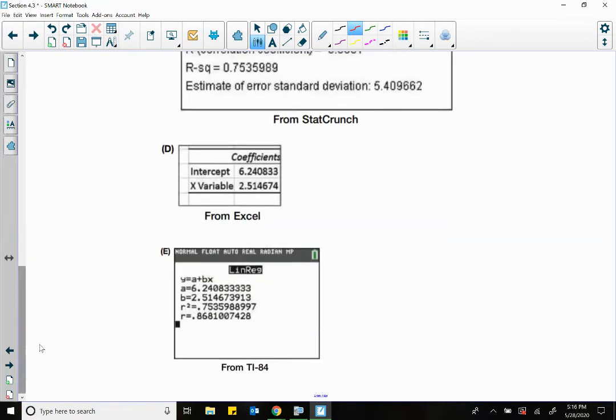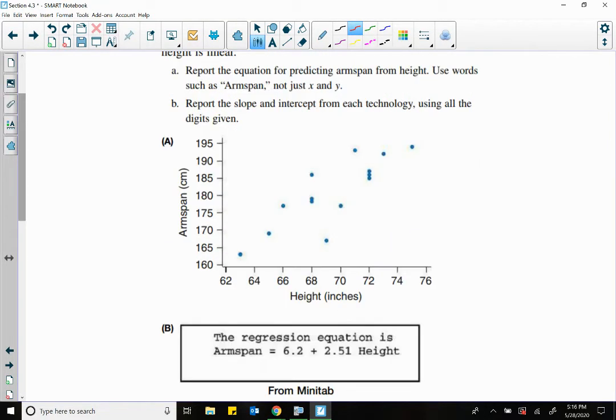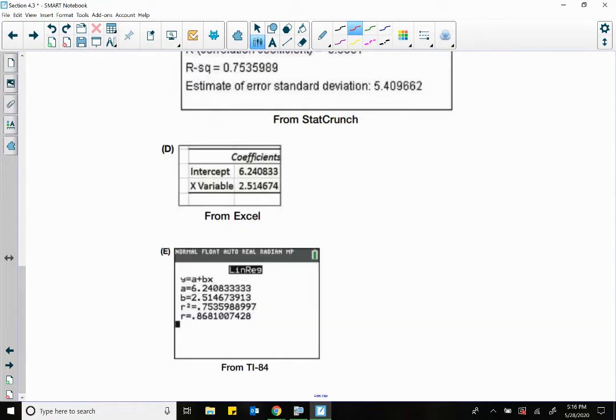Okay? But I gave you these two, and I left it on these two because I want to make sure that you understand what you're looking at here. Okay? We already know that the y-axis is all about the arm span, and the x-axis is all about height. So we know that when we write this, our equation is predicted arm span equals something, something, something, and then over here it's going to be height.